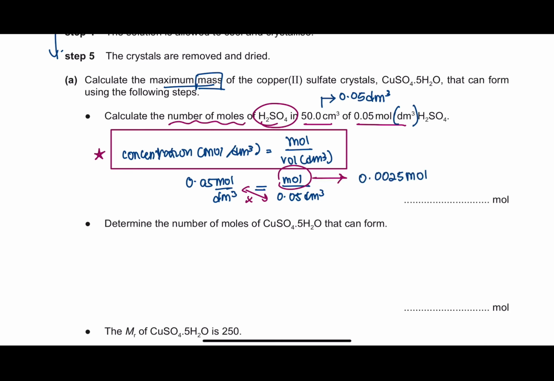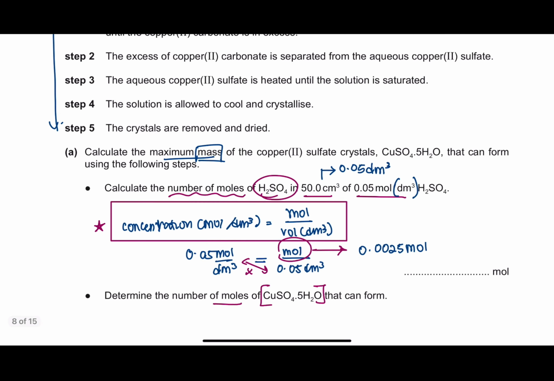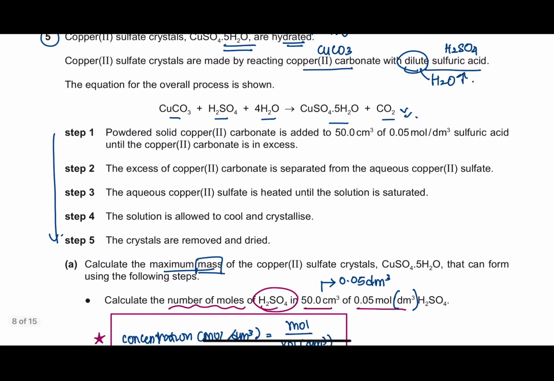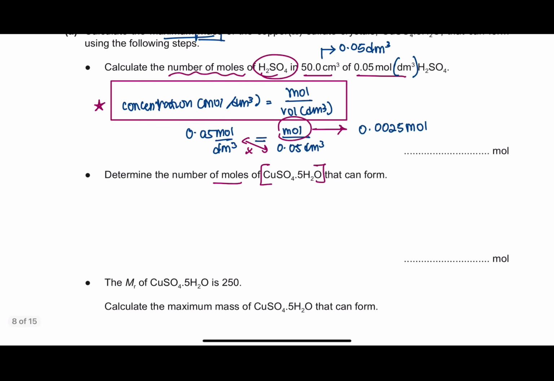The next question is asking you to determine the number of moles of copper sulfate hydrated crystals that can form. Now that you have found the moles for sulfuric acid, what you can do is, as usual, always compare the ratio. If 1 sulfuric acid gives you 1 copper sulfate crystal, this means that the ratio is 1 to 1. So this means that 0.0025 sulfuric acid will also give you the same amount of hydrated copper crystals, which is 0.0025 mole as well. So that would be your answer.